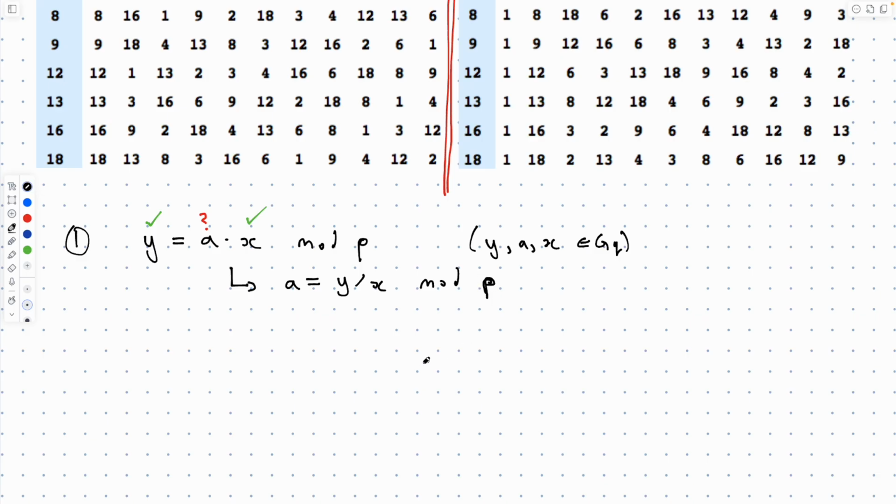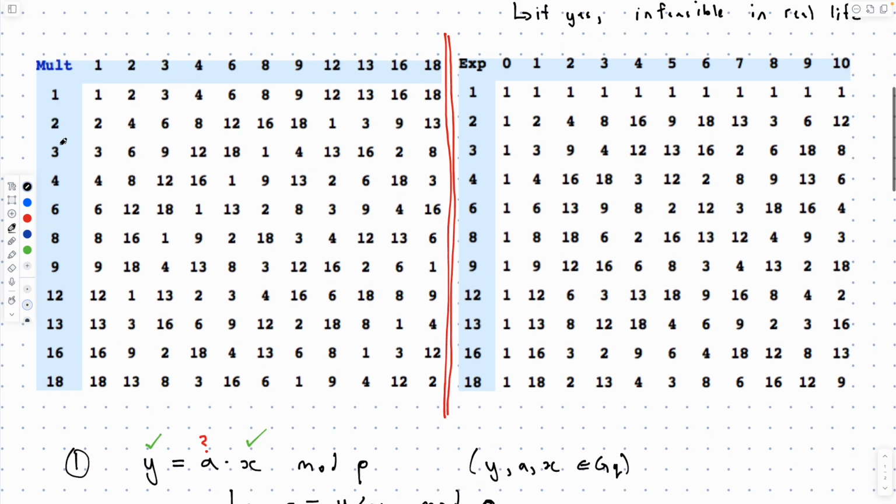Okay, do we have division? One problem is we have integers. For example, if I ask you what's 3 divided by 2, those are both in GQ, right? So that's valid. I can ask you what 3 divided by 2 is. What is 3 divided by 2, ignoring the mod p? What's half of 3?